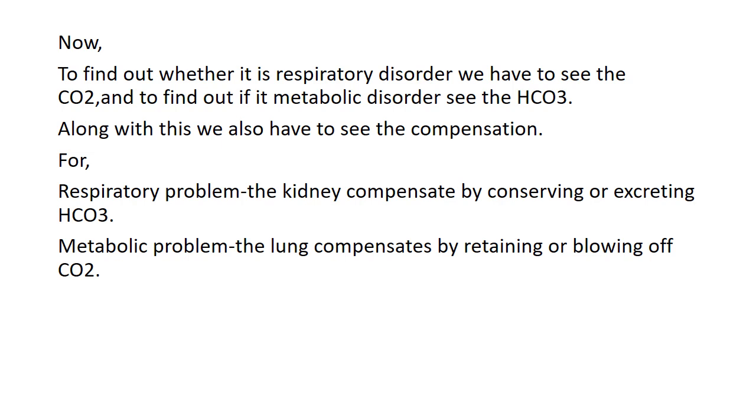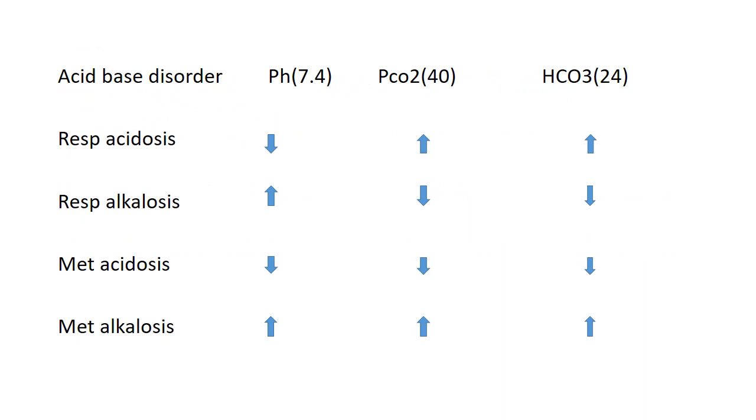Along with that, there is always a compensation. If there is a respiratory problem, the kidney will compensate by conserving or excreting bicarbonate. And if there is a metabolic problem, the lung will compensate by retaining or blowing off carbon dioxide. Got it? You have to remember this. If the pH is 7.4, that is normal. If the pH is less than 7.4, it is acidosis. And if the CO2 is high, then it is respiratory acidosis. Got it?